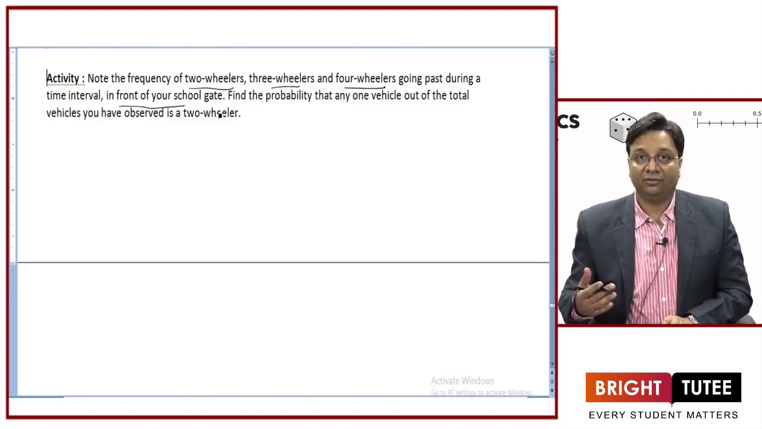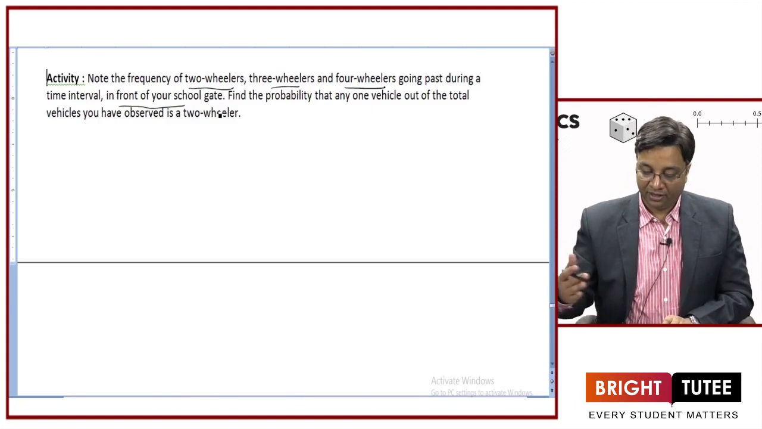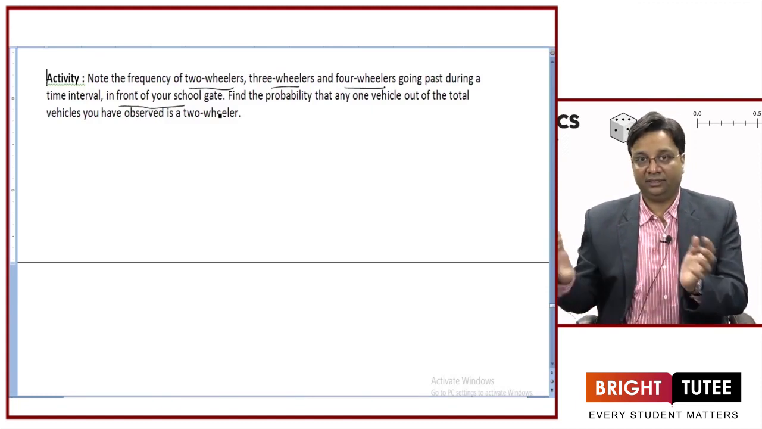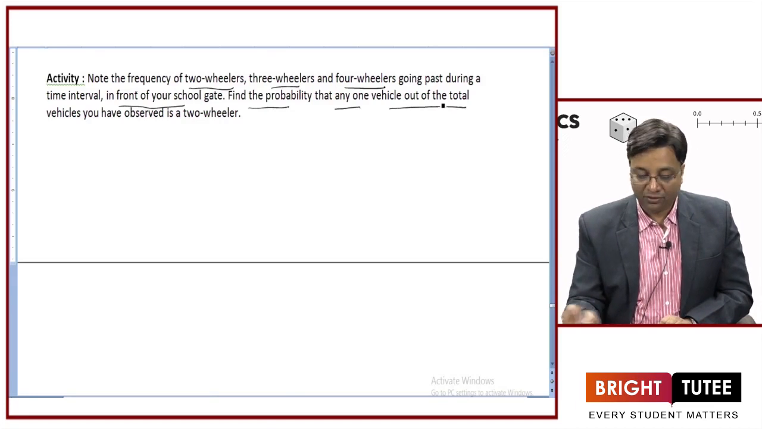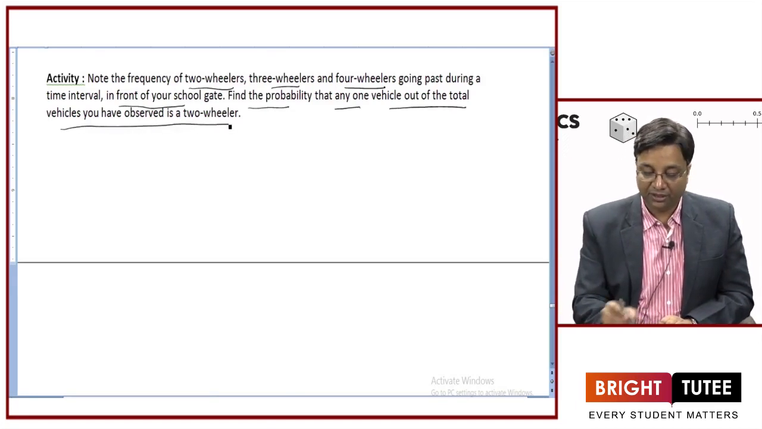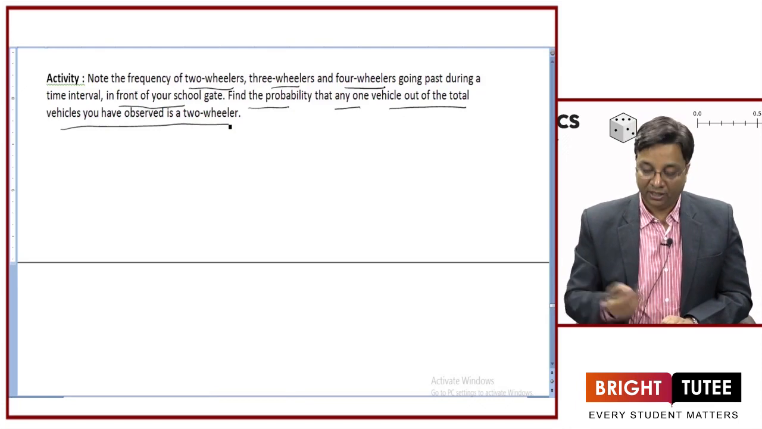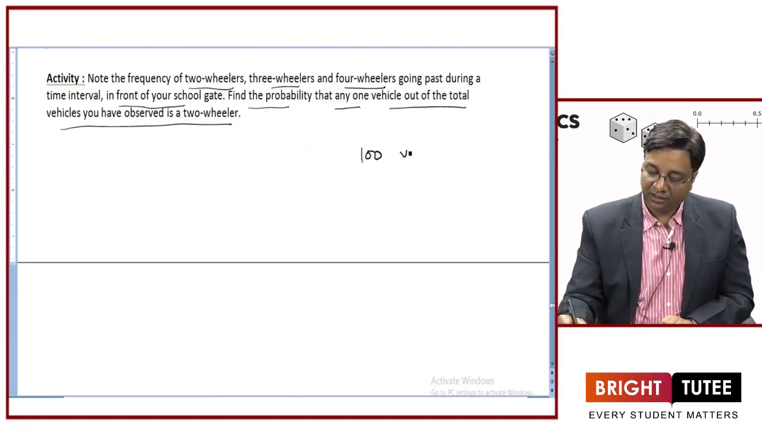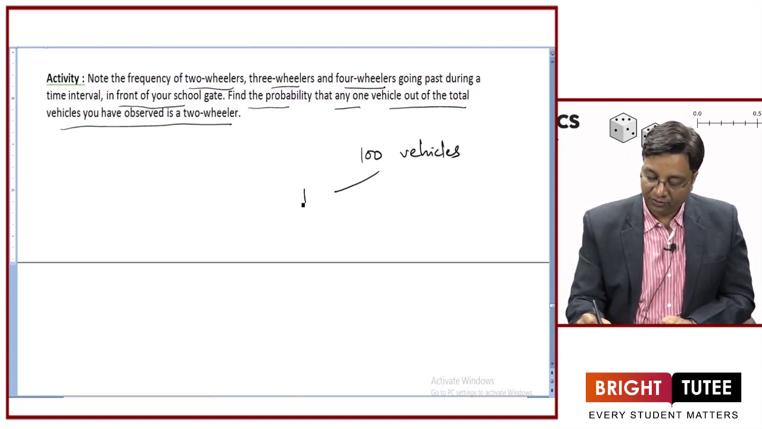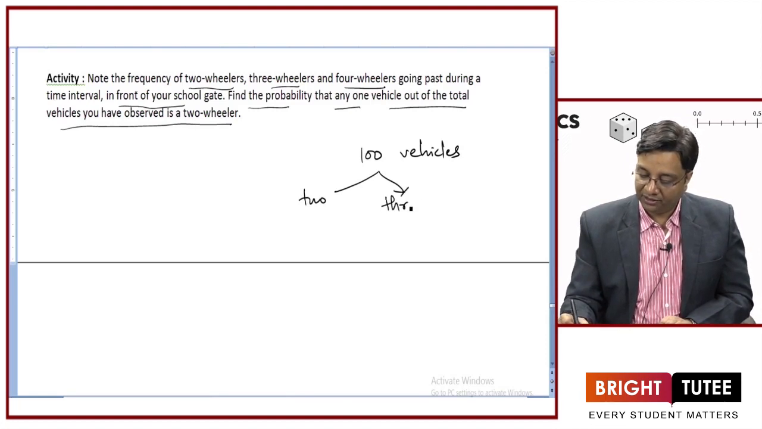You should be careful while you are observing these. You should stand at a safe position. Find the probability that any one vehicle out of the total vehicles you have observed is a two-wheeler. Let us take a hypothetical case that you observe 100 vehicles. Out of these, some were two-wheelers, some were 3-wheelers, and some were 4-wheelers.